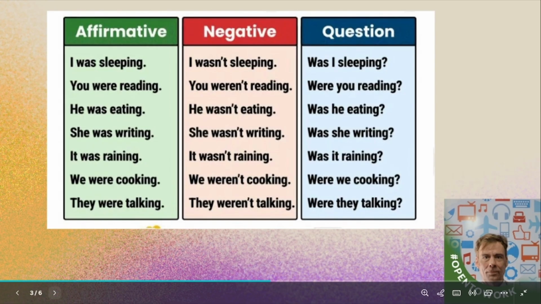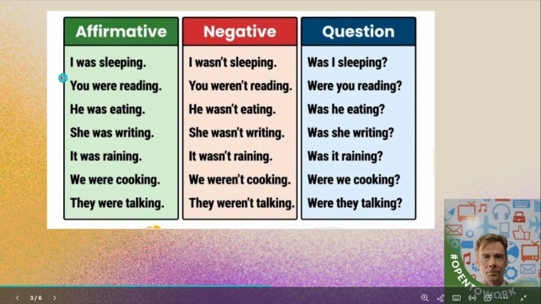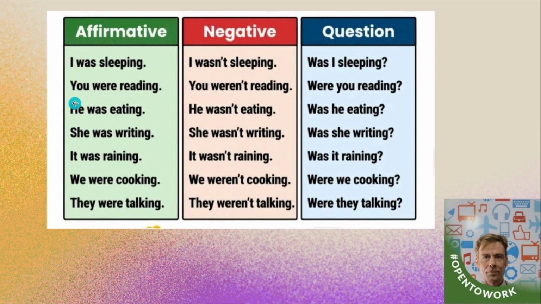The conjugation is, just like the present continuous, the verb to be with the ing verb form, but in the past. So the past tense for I is was. I was sleeping. For you, were. You were reading. He, she, it was. He was eating. She was writing. It was raining. And were for we and the plural they. We were cooking, they were cooking.